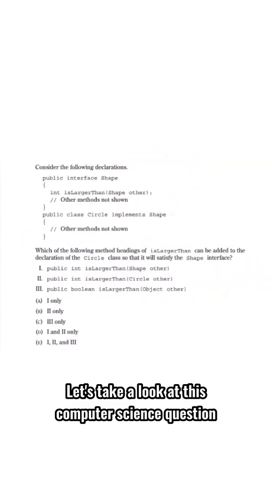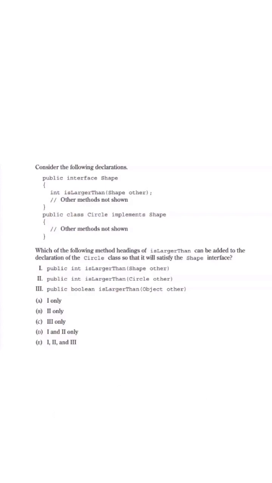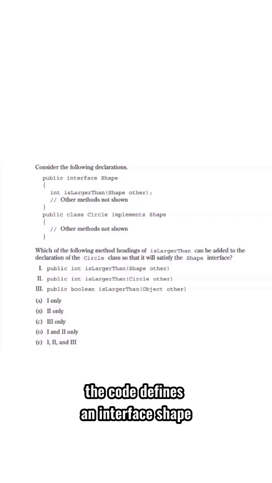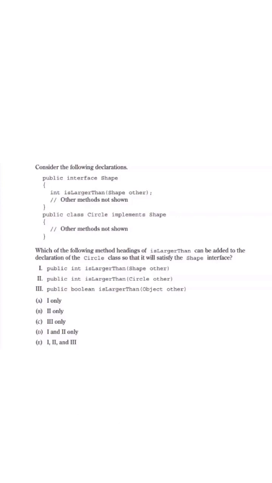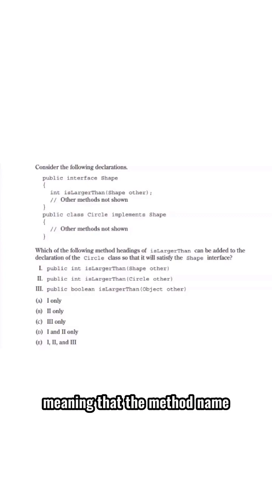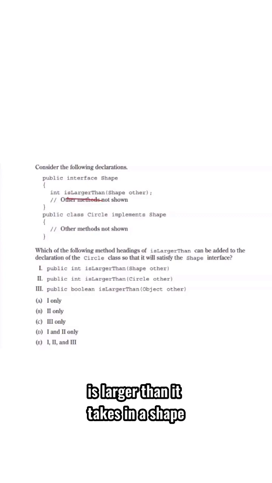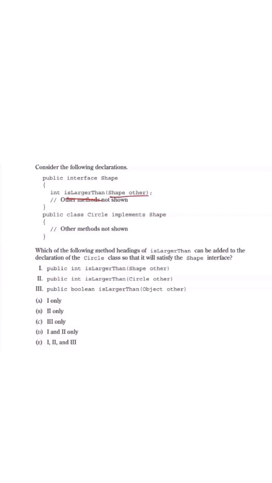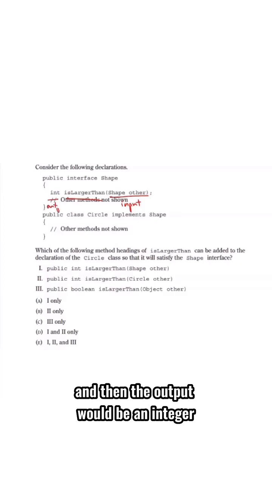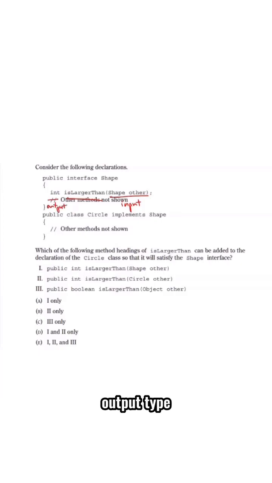Let's take a look at this computer science question. The question asks us to consider the following code. The code defines an interface, Shape, which has a method, int isLargerThan(Shape other), meaning that the method name is isLargerThan, it takes in a Shape, so the input would be a Shape, and then the output would be an integer, the output type.